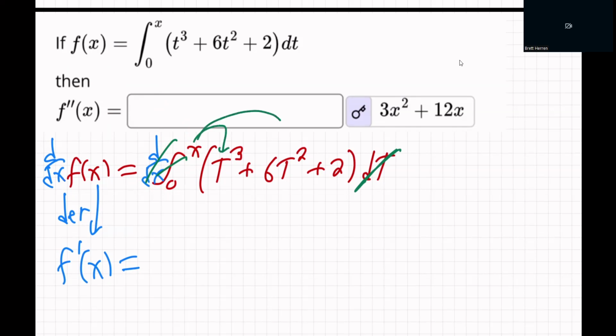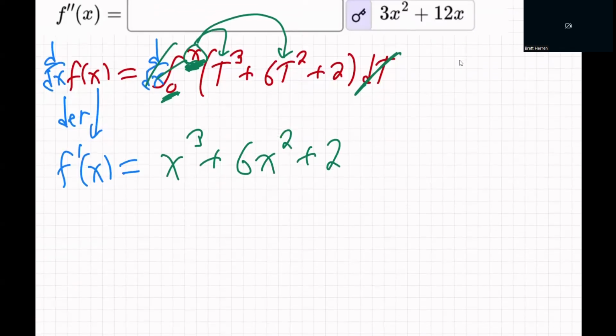And then you just plug in the x everywhere into your function. Just take that x and plug it in. So what do you get? You get x cubed plus 6x squared plus 2. So it changes from t to x. Why? Because we're integrating up to x. And this number here doesn't matter. It could have been 0, could have been 10 million, whatever. Just take that x on the top and plug it in, because the derivative canceled the integral. Now that's the first derivative.